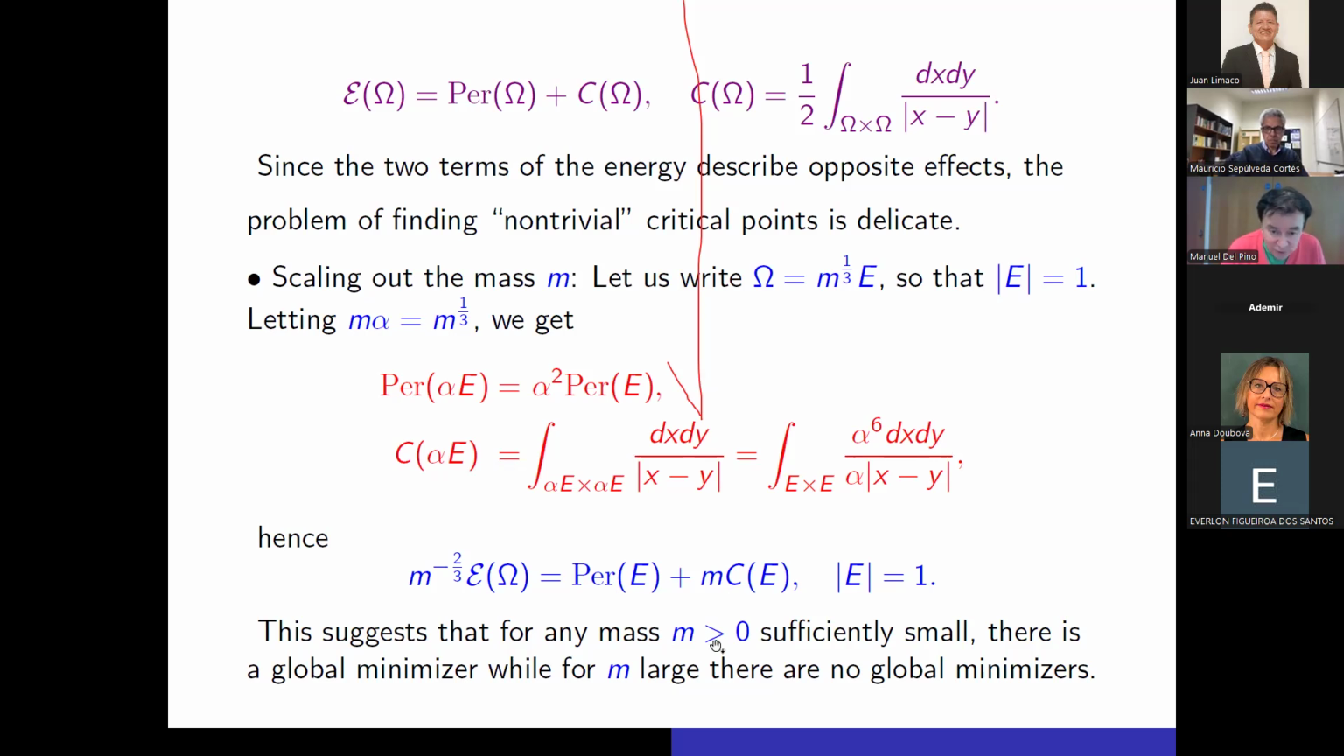And this is indeed true. Not only that, if the mass is sufficiently small, it is also known that these minimizers are balls, which is not obvious either. While if m is large, the second term will be dominant, and then it is also understandable that in that case, we should have no global minimizers.